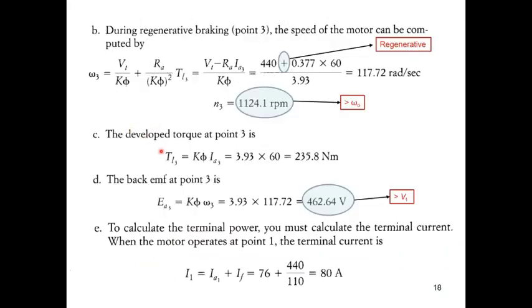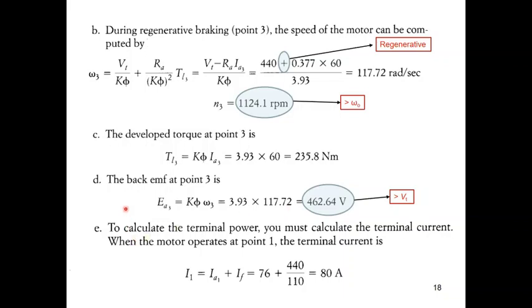So developed torque equals K phi multiplied by the current, and this will be the value of K phi. Next question: what will be the back EMF at the regenerative braking? Simply, we can calculate EMF as K phi omega, and we have omega, which is the speed at point number 3, and simply get the value. Basically, it has to be higher than the terminal voltage because we are working in generating mode. So terminal voltage was 440, and here the generated voltage or back EMF is 462 volts.